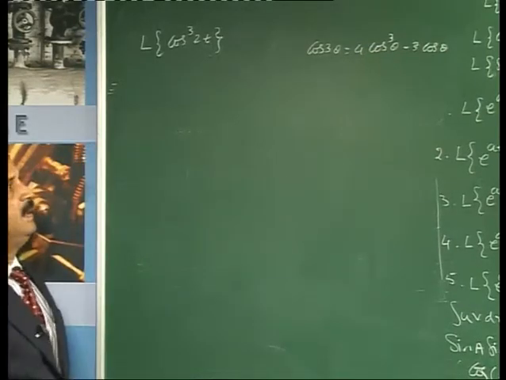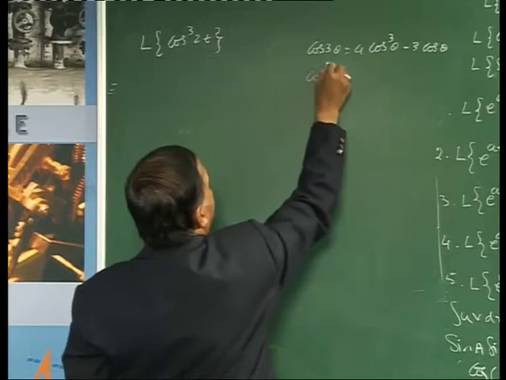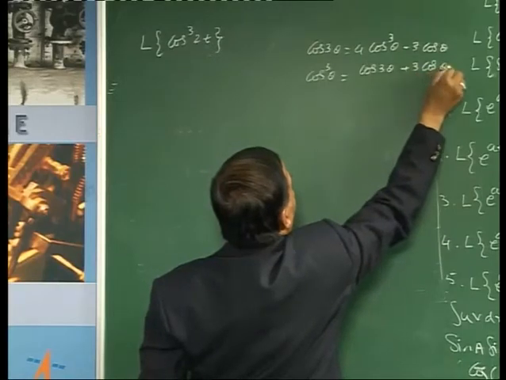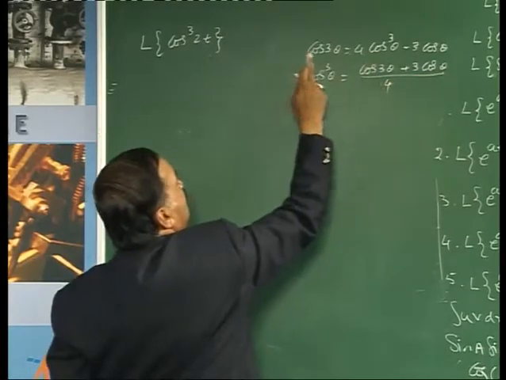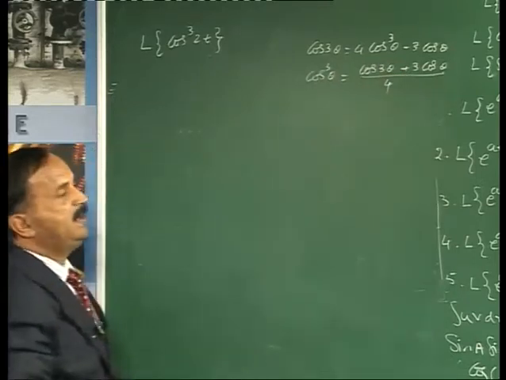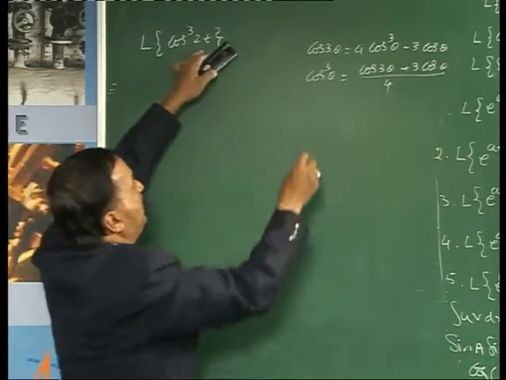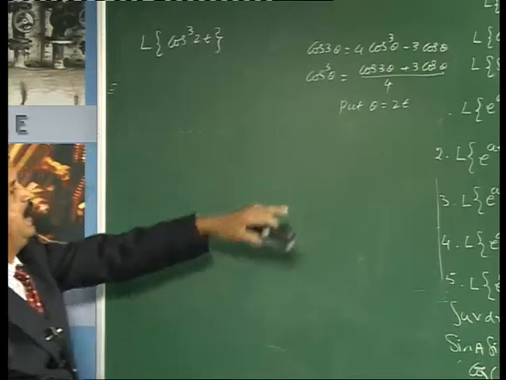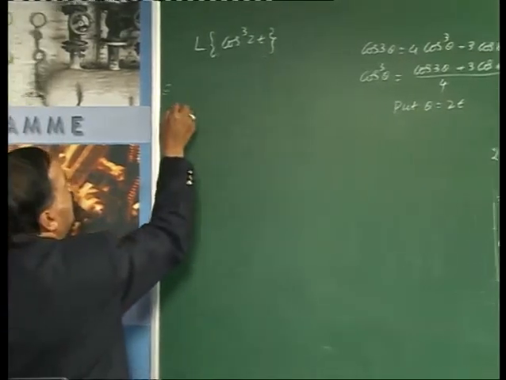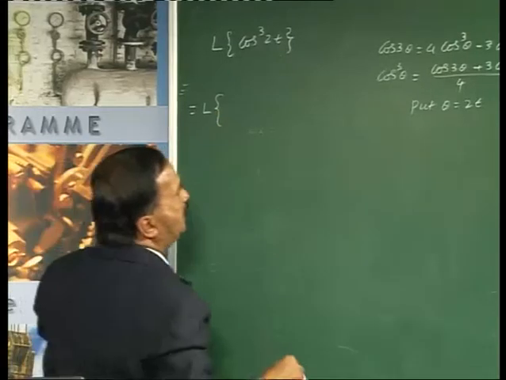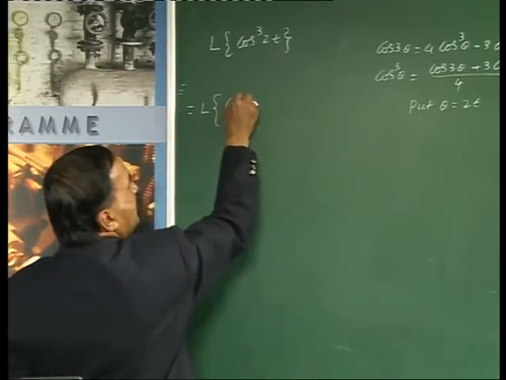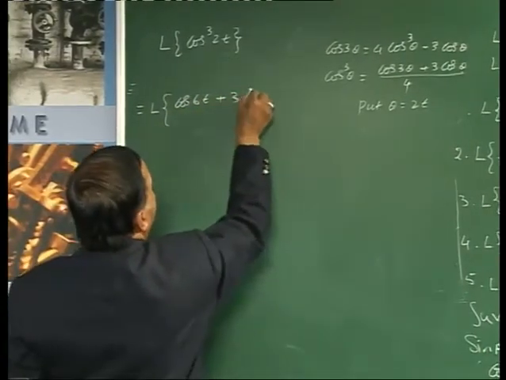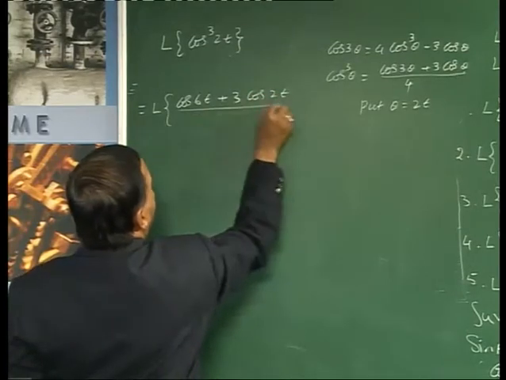We know this formula. Therefore, cos cube theta is equal to cos 3 theta plus 3 cos theta divided by 4. Here we want cos cube 2t, so put theta is equal to 2t, then this becomes here L of cos 3 into 2t, that means cos 6t, plus 3 into cos theta, that means cos 2t, divided by 4.